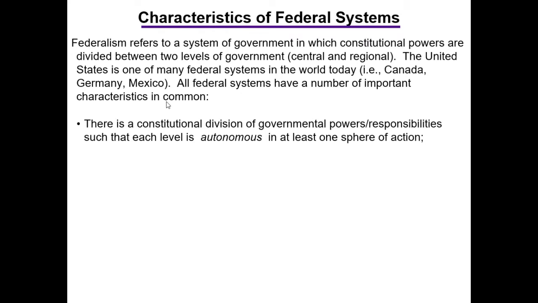First of all, there's a constitutional division of governmental powers and responsibilities such that each level is autonomous in at least one sphere of action. That word autonomous means that they can act under their own authority. There's at least one area where the central government can act under its own authority, and at least one area where the states or the regional governments can act under their own authority. I'm going to stop saying central and regional because it's not natural to me. I'm going to say national and state. Okay? Because that's what we say in the United States, national and state governments. At least one area where the national government can act, at least one area where the state governments can act.